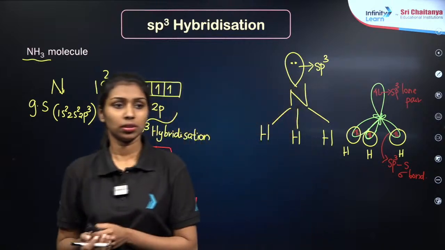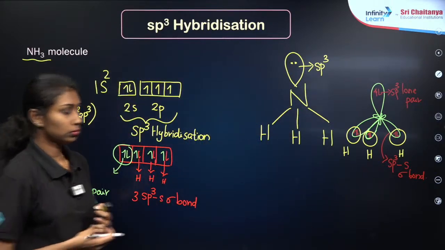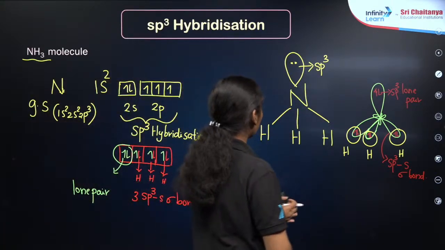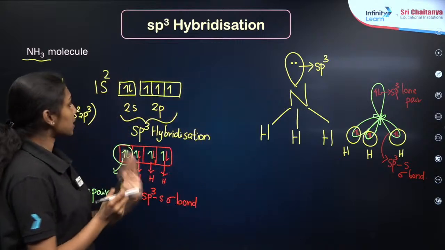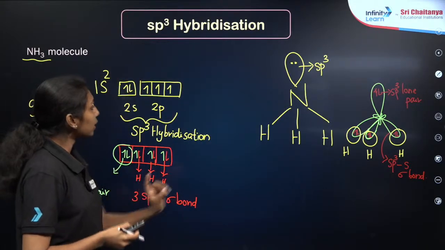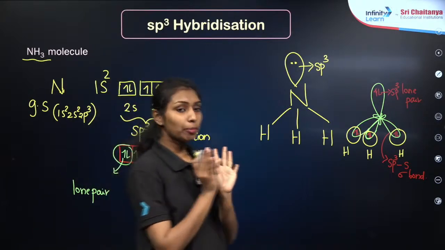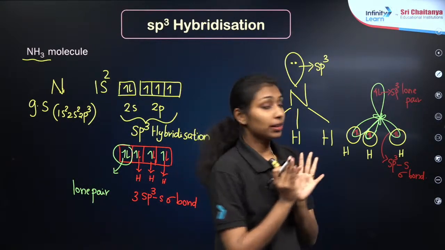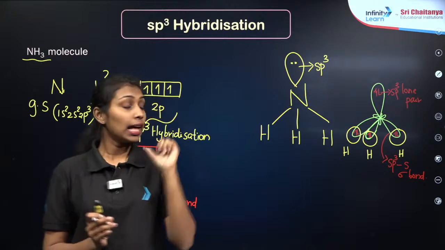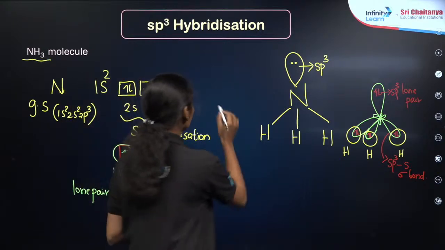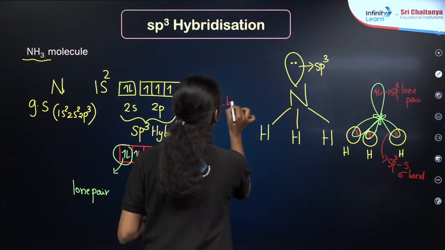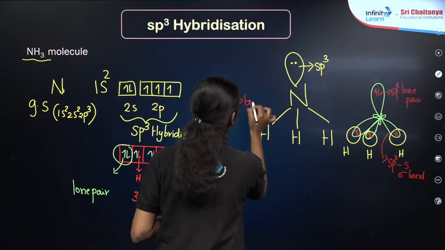Clear? Okay. Then finally, this will be the structure of NH3 molecule. The point is that there will be the lone pair, right? According to our VSEPR theory, we have studied that there will be repulsion, right? So we can say that lone pair bond pair repulsion is more than bond pair repulsion, right?